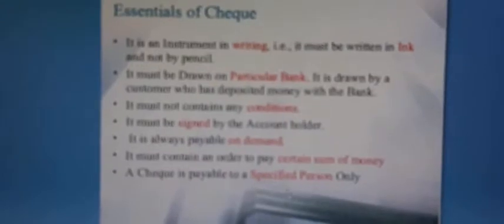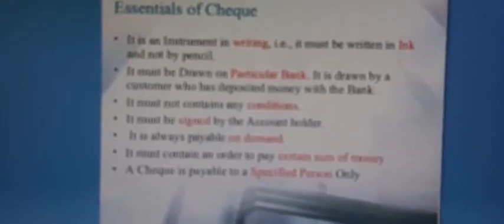The last important characteristic is that a check is payable to a specified person. The name of the person should be mentioned here. Here, Anil Sharma is the payee. Sharma is having an account, and he is giving the amount to Anil Sharma. The name Anil Sharma should be mentioned here. This is very, very important.